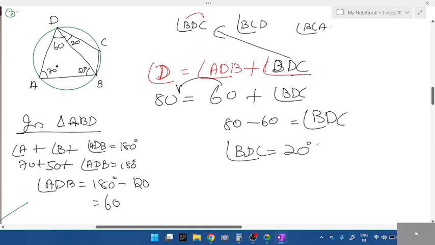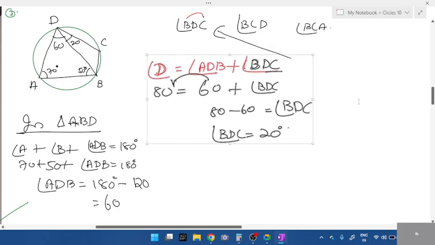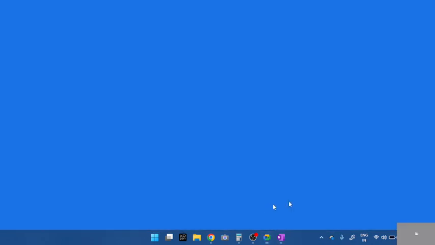And I told you, any question, students, the best way to practice is to find all the angles. Only then you'll understand which concept to use. See, here we use the triangle. Complete this. Those who have done this, find BCD.